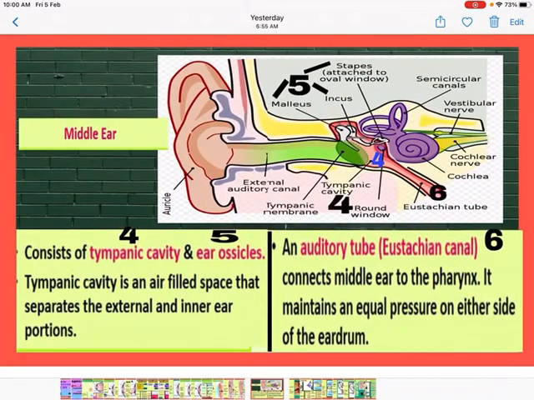Come to the middle ear. See labeling 4, 5 and 6 in the diagram. This is the middle ear. 4 is the tympanic cavity, 5 is the ear ossicles and 6 is the auditory tube or eustachian tube. 4, tympanic cavity, separates the external ear and internal ear. 6, auditory tube, connects the middle ear with the pharynx and helps to maintain equal pressure on both sides of the eardrum.